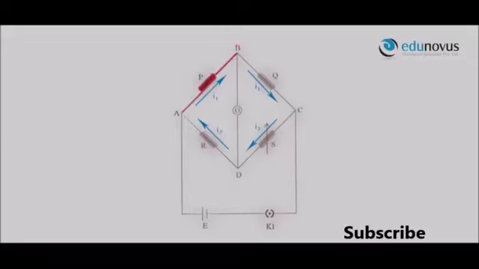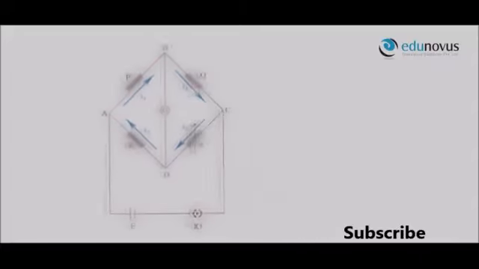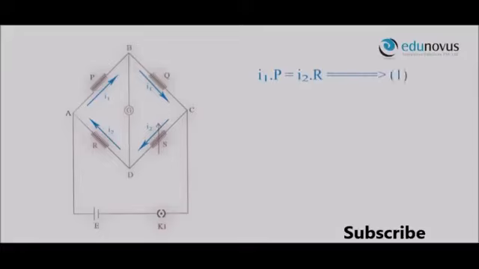That is, voltage drop from point A to point B is equal to the voltage drop from point A to point D. I1 into P is equal to I2 into R. Let it be equation 1. For the same reason, voltage drop from point B to point C is equal to the voltage drop from point D to point C. That is, I1 into Q is equal to I2 into S. Let it be equation 2.